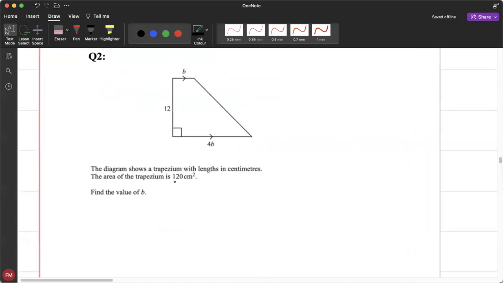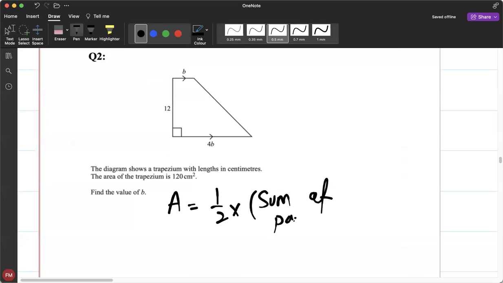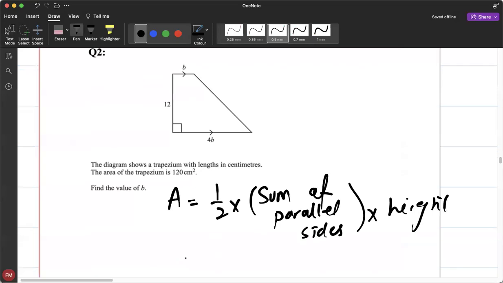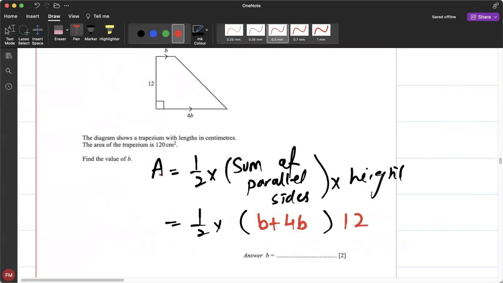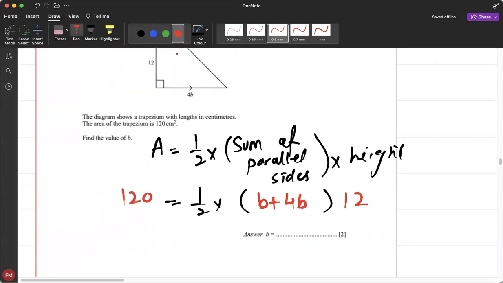The question over here says the diagram shows the trapezium with lengths given. Find the area of the trapezium. What's the area of the trapezium? All of you, I want you to cheat. We just said area equals 1 over 2 times the sum of parallel sides times height. In this case, that's going to be 1 over 2 times the parallel sides, which should be b plus 4b, and the height that is 12. Again, this is also paper 1. I can say the area is 120.